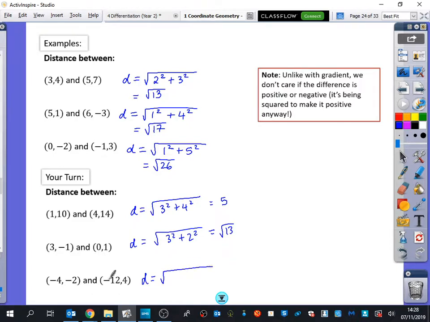Good, so the difference between those is minus 8. I'm still going to just write it as 8 because we know it's going to give the same thing. And the difference is 6 squared. So that one comes to root 100, which is 10. So sometimes you might get a nice answer like that as well.